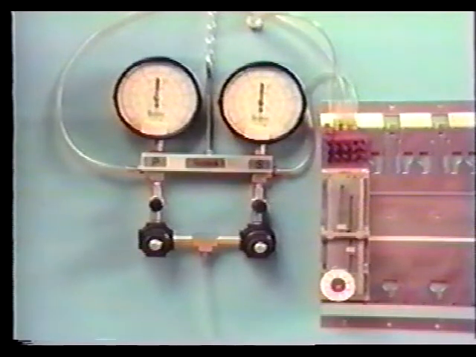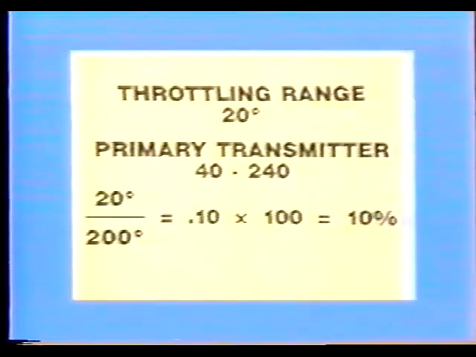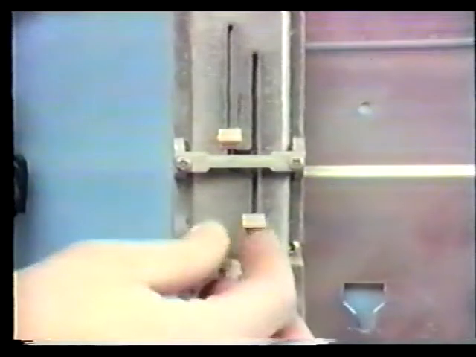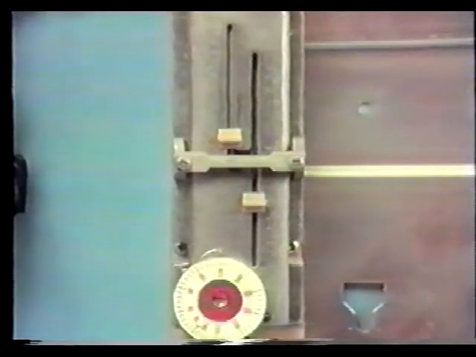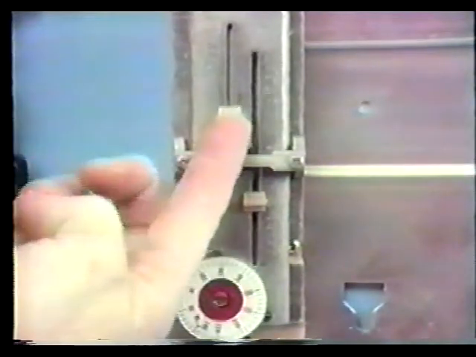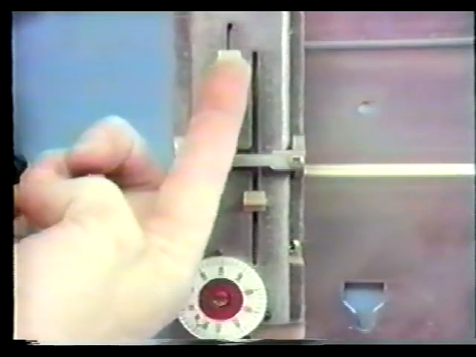Bench calibration of a dual input receiver controller utilizes the receiver controller calibration kit described earlier in this section. First, set the throttling range for 20 degrees. 20 degrees is 10% of the 200 degrees primary transmitter range. So move the throttling range slide to the 10% mark. Next, set the authority slide to the 150% mark as calculated in the example.